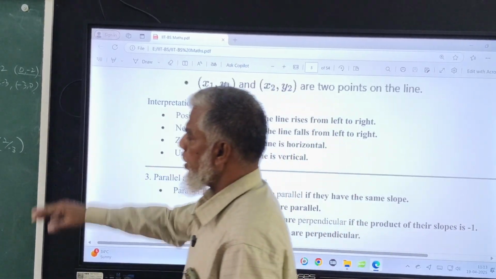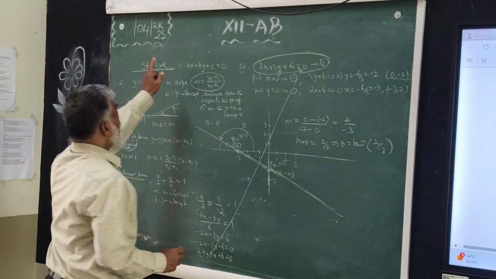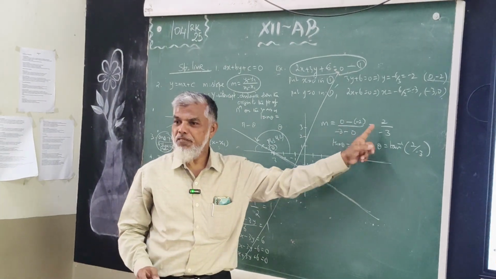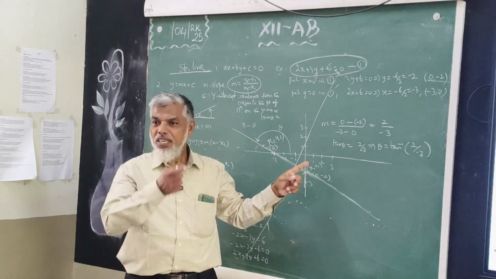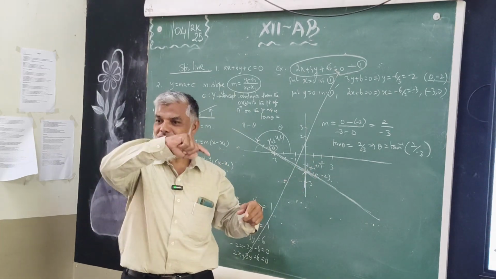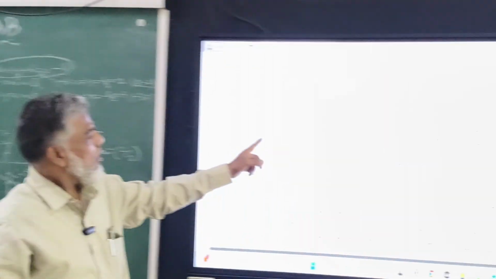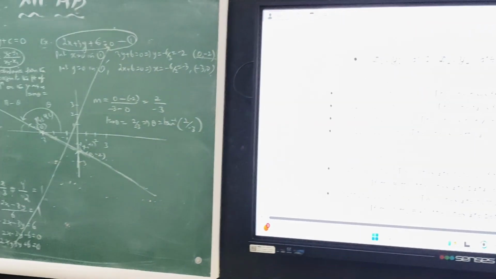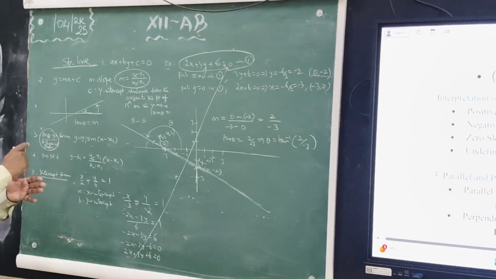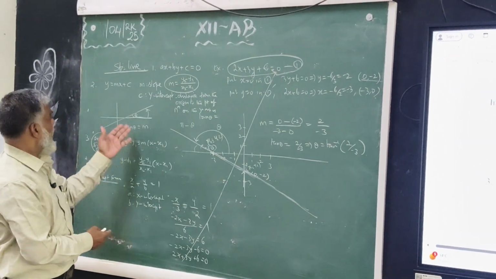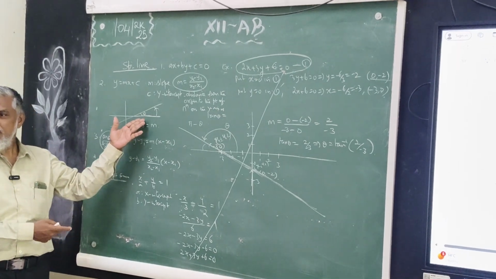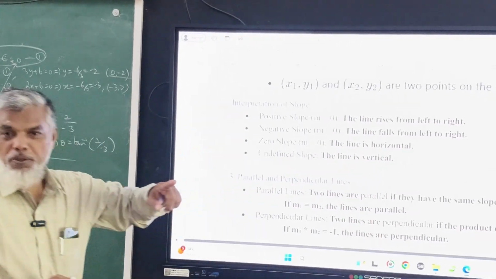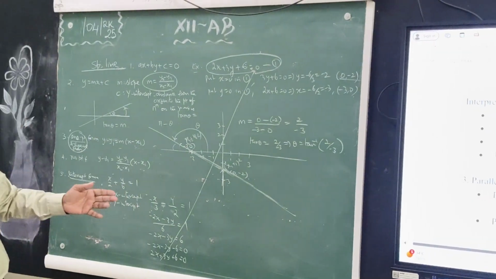Now we can study the slope, where (x1, y1) and (x2, y2) are 2 points on the line. And now come to here. What is the slope here? Positive or negative? Negative. Negative slope means an obtuse angle. If the slope is positive, the line rises from left to right. Example, this one. Here negative means it falls from left to right.